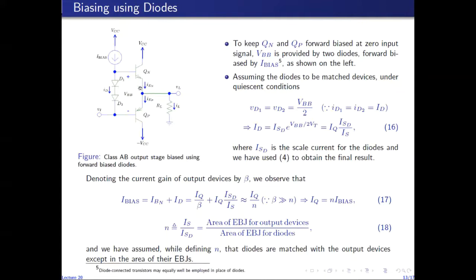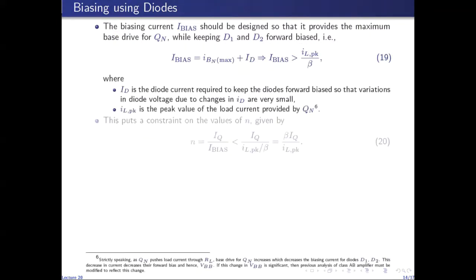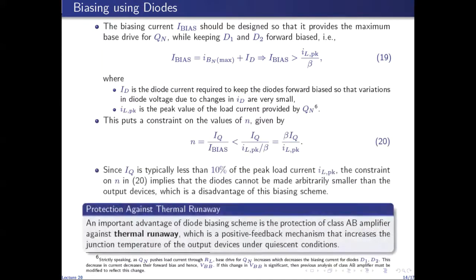increase in temperature, provided that these two diodes, which by the way can be realized or implemented as diode-connected transistors as well, are in close thermal vicinity of these transistors. So in order to achieve this, typically these diodes are mounted on these output transistors, so that the increase in temperature of the transistors increases the temperature of the diodes proportionally as well.